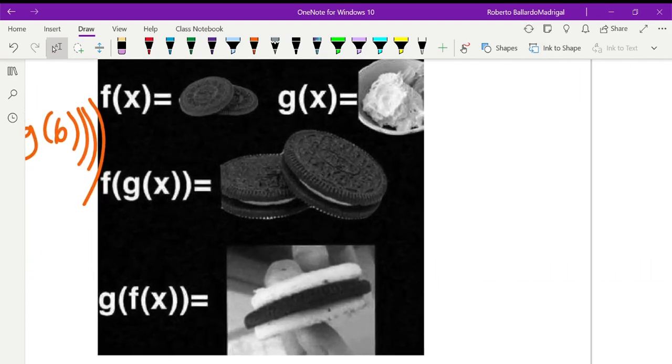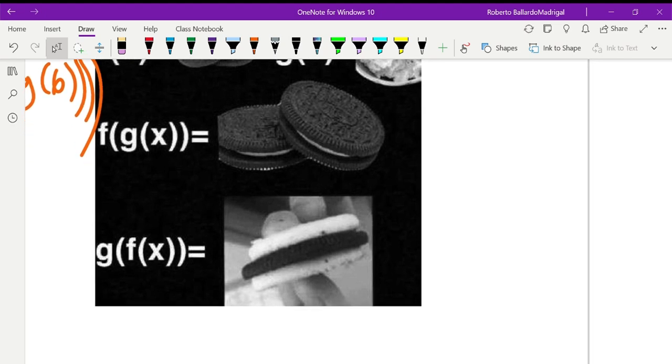Think of f of x as the shell of the cookie, right? The black part of the cookie. And think of g of x, gentlemen, as the cream on the inside. F of g of x means f on the outside, g on the inside. It's a regular cookie. G of f of x is an inverted cookie. Cream on the outside, cookie on the inside. Kind of weird. But it helps bridge that visual representation between the function and what they represent. Okay? All right.